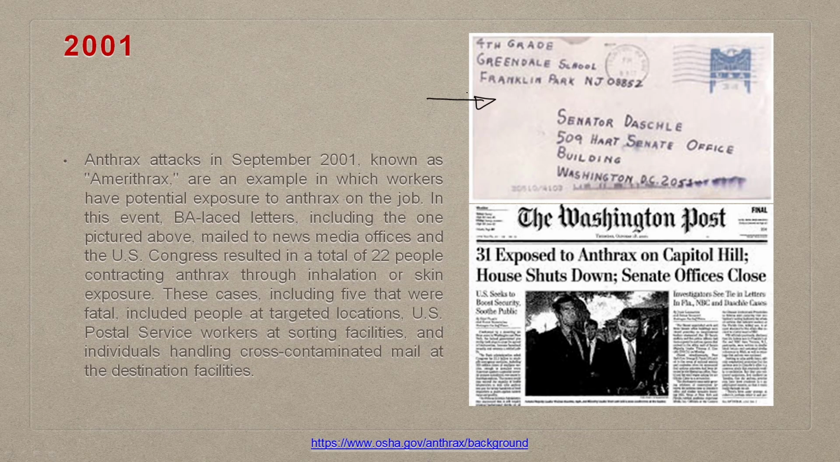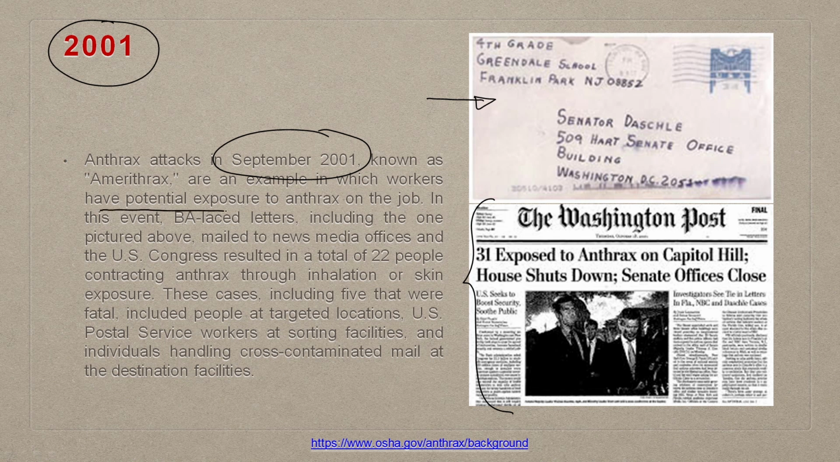So, if you look through the slide, the year as I mentioned is 2001, and here what you see is the Washington Post: 31 exposed to anthrax on Capitol Hill, House shut down and Senate office closed. So, the anthrax attack in September 2001, known as Amerithrax, is an example in which workers have potential exposure to anthrax, and here we are talking about the postal workers.